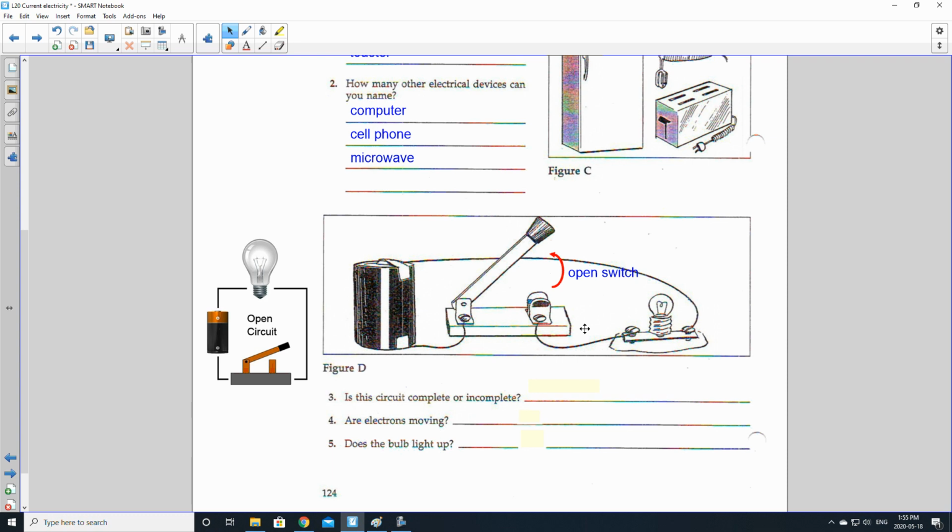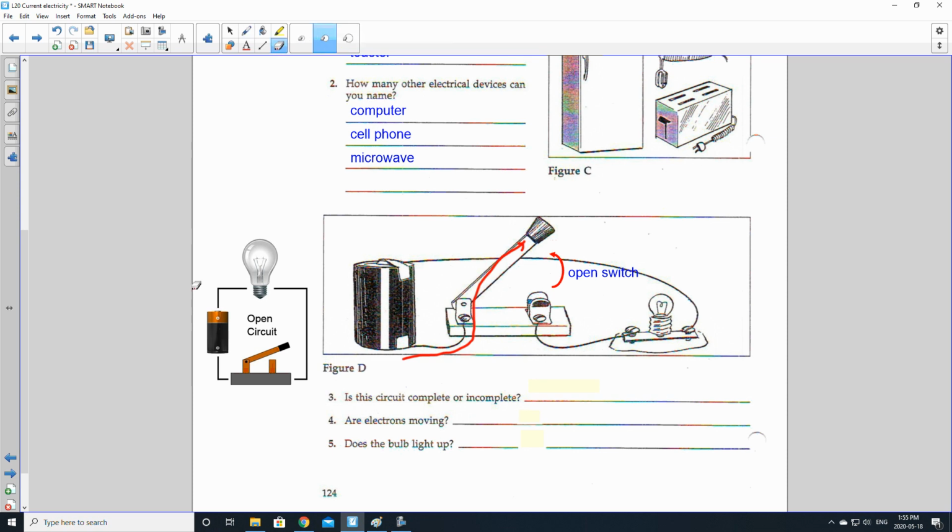For example, if electrons were flowing, it would start from the negative terminal, it would get through here, it would get to the end of this, but because the metal is not making contact with metal, the electricity stops. It cannot actually flow properly.